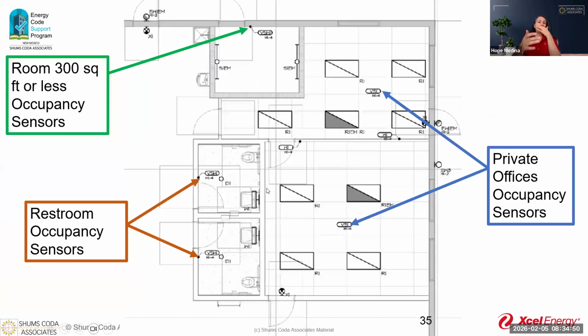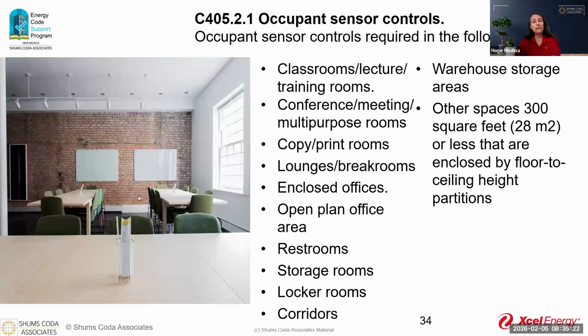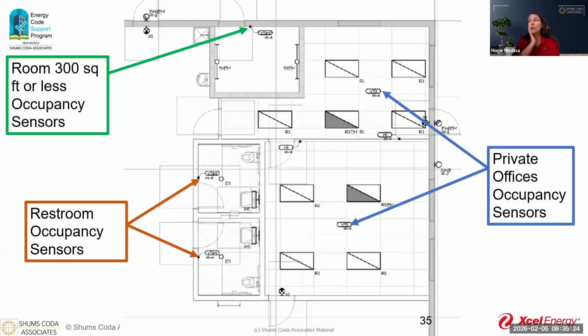There we go. So here's an example on a set of plans, right? I happen to have a space that's 300 square feet or less, and it has to have an occupancy sensor, which it's showing. I have restrooms located here, and it's showing that it has occupancy sensors there. And then I have private offices. These private offices also have occupancy sensors. So as you can see, this one little section of a plan demonstrates 3 different categories in this list that have to have occupancy sensors.